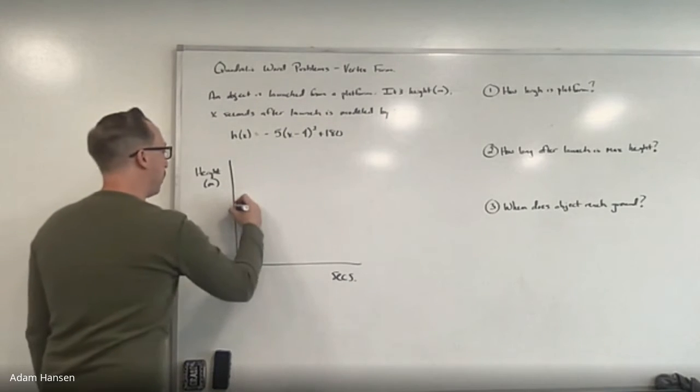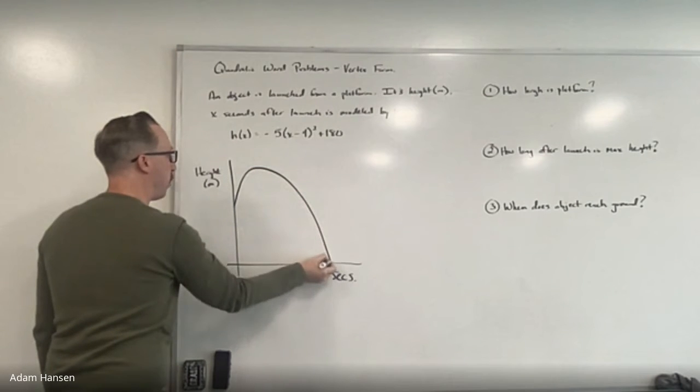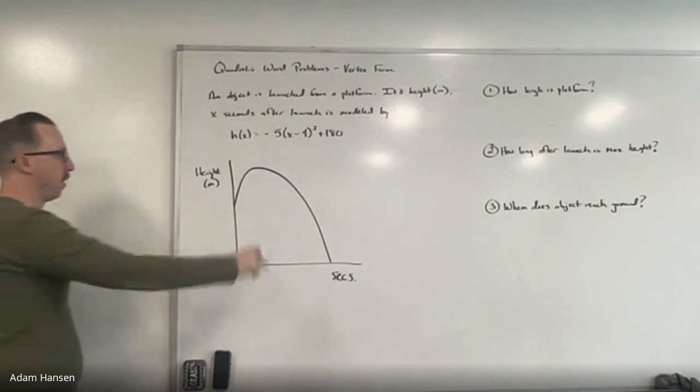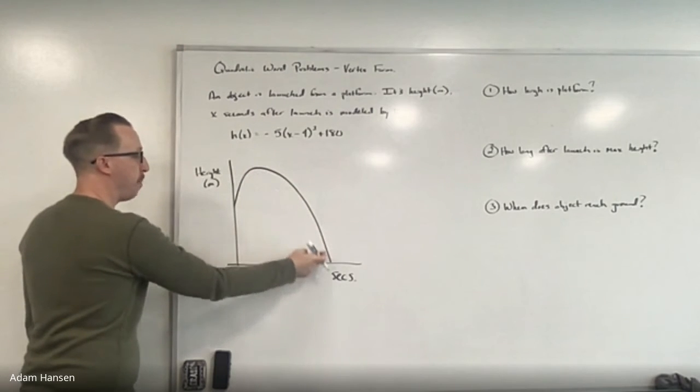So we're going to launch it from here. It's going to start to go up, obviously, because I've thrown it upwards, and then gravity takes over. Eventually, I'm going back down. From the platform, I throw the object up into the air. It starts to go up and then comes back down.